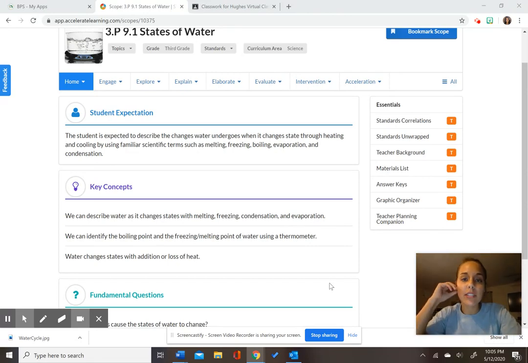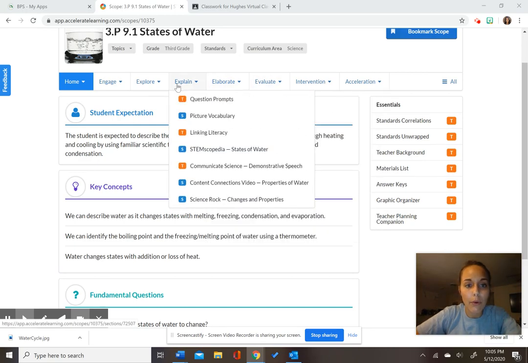This one for science, you guys have 3 items that you're doing, but only 2 that you turn into me. One is the test on states of water, and the other one is the writing paragraph for science. The rest are just review items. So I'm going to walk you through item by item.